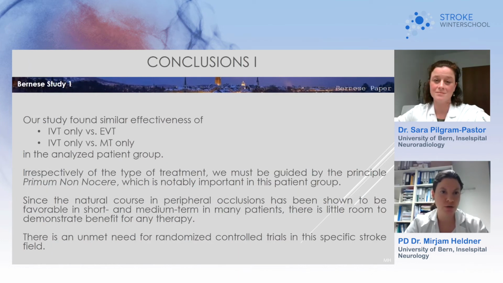Now we are coming to the conclusions. Our study found similar effectiveness of IVT only and EVT, and of IVT only and mechanical thrombectomy only in the analyzed patient group. So irrespective of the type of treatment, we must be guided by the principle primum non nocere, which is notably important in this patient group, as we think. The natural course in peripheral occlusions has been shown to be favorable in the short and medium term in many patients. However, there is little room to demonstrate a benefit for any therapy. We conclude that there is an unmet need for randomized controlled trials in this specific stroke field.